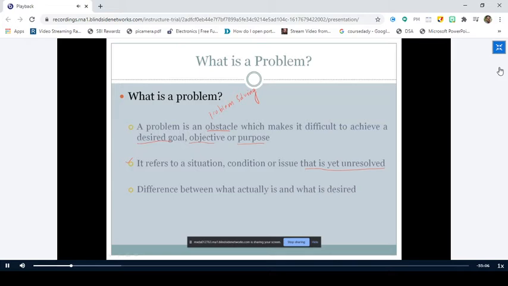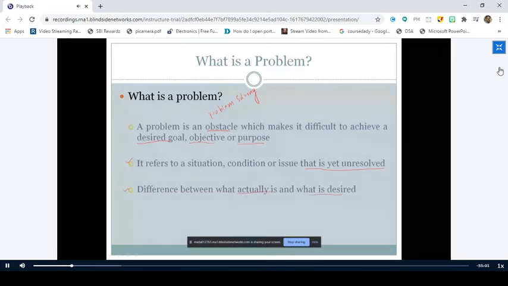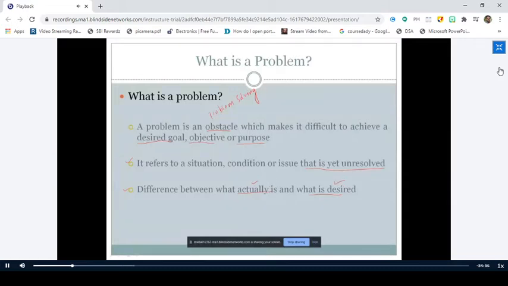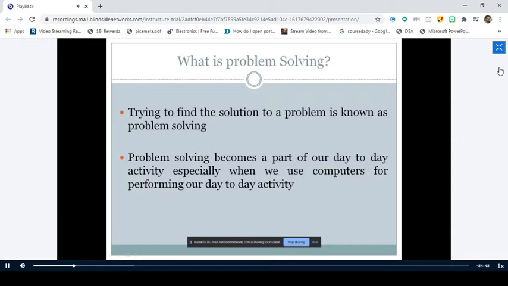The other definition can be, it refers to a situation or a condition or an issue that is yet unresolved. So if there are any unresolved issues or unresolved conditions, that particular thing we can also call a problem, right? And we can also say it is the difference between what actually is and what is desired. We are expecting something and the actual output is something else. So in such cases, we have a problem, right? These are not the actual definitions, but these are the situations where we can say that it is a problem, right?